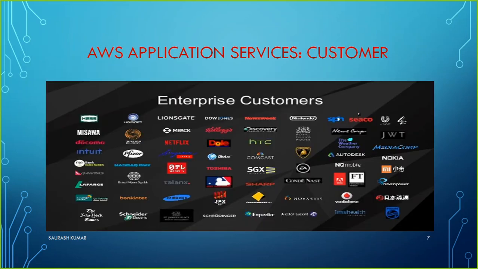Next point is, what are some usages, or who are the customers using the services offered by Amazon? Here you can see many famous companies, and you must know their names. If I take an example from here, Samsung, Netflix. Netflix, you know, is an online platform to provide video streaming. So they also use the streaming services offered by Amazon.